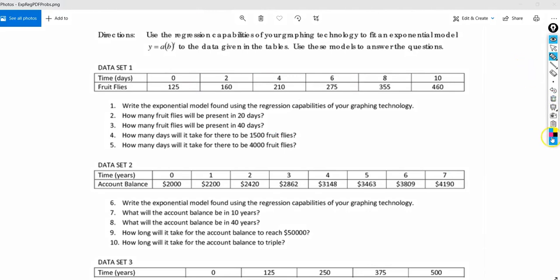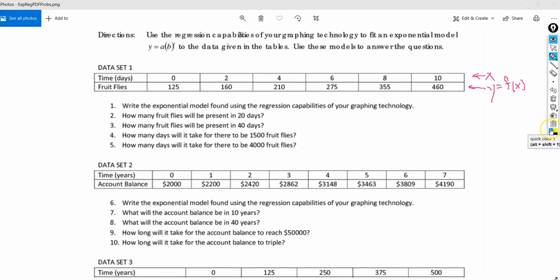And what we have to know about these tables is that your first row, if your tables are in rows, are going to be your x values, and your second row are going to be your y values. Now remember, y is the same thing as f of x. So when it comes to writing the equation for our regression equation, we're going to use f of x.